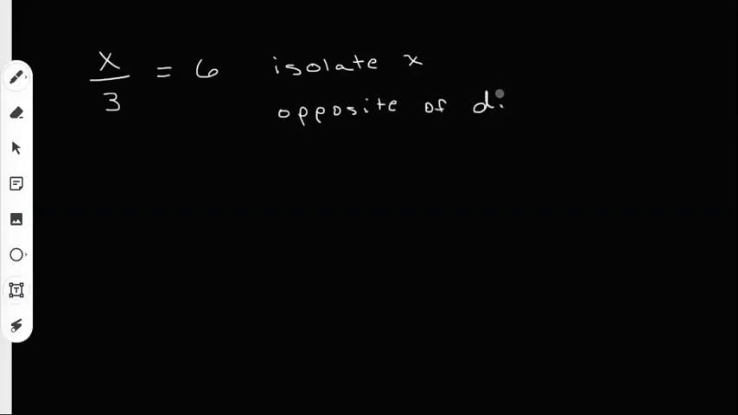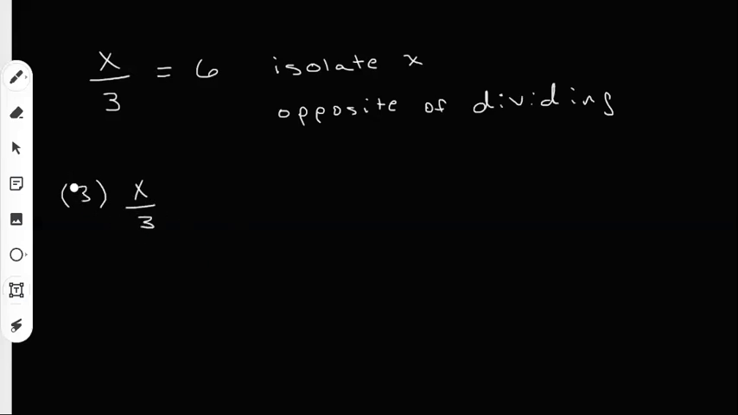I need to do the opposite of dividing, which would be multiplication. So I need to multiply both sides by 3, so that way we can get the 3 out of the denominator. So what I'm going to do is multiply both sides by 3.